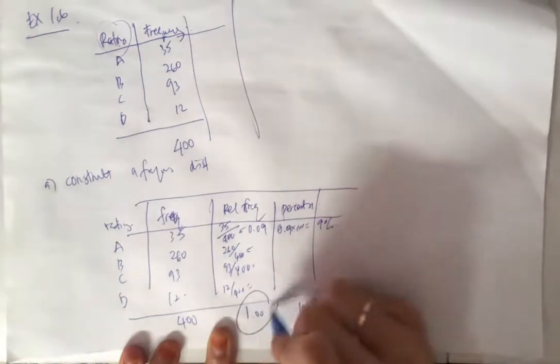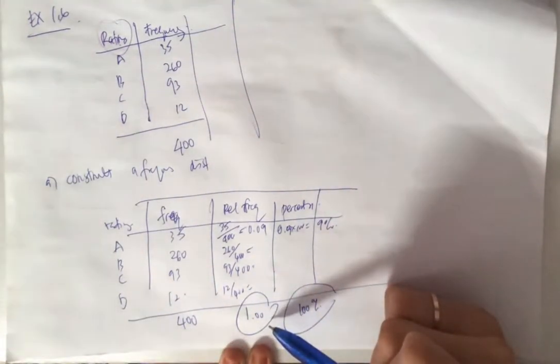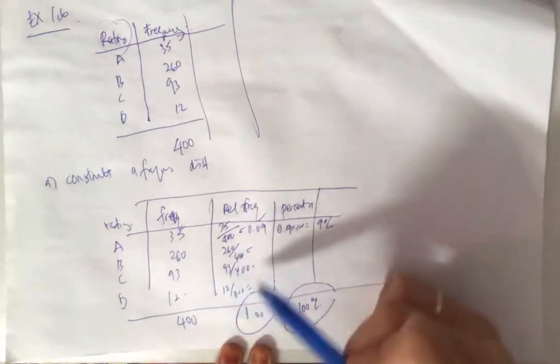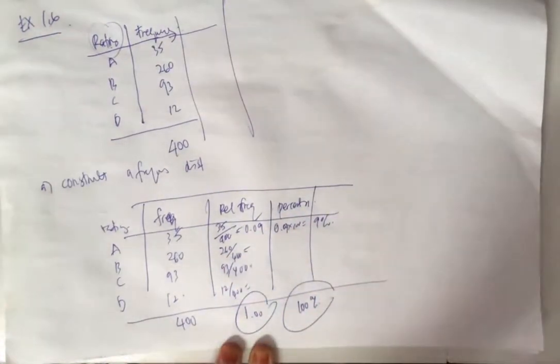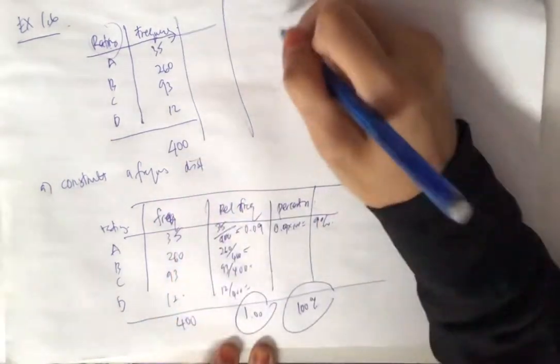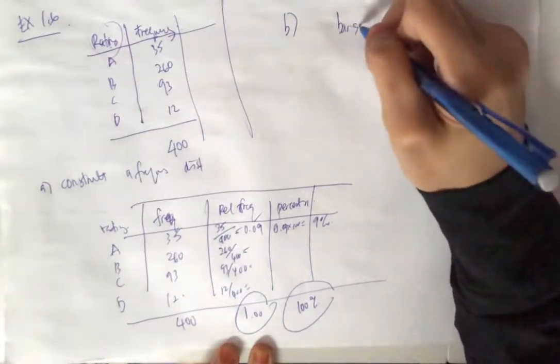If you calculate and your relative frequency total is, for example, 0.09, it's not equal to 1, is it? That means something is wrong in your calculation, so you should check your calculation again. After you construct the table, the next question usually asks you to form a bar graph or pie chart.